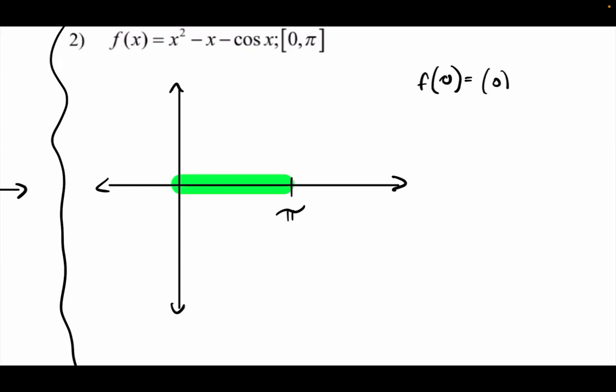So 0 squared minus 0 minus cosine of 0. Zero squared is 0, minus 0. Cosine of 0 is positive 1. Negative 1.